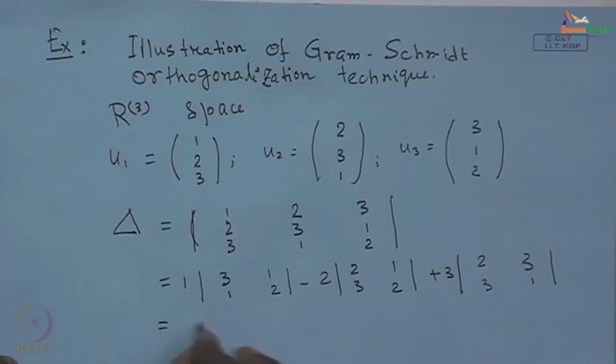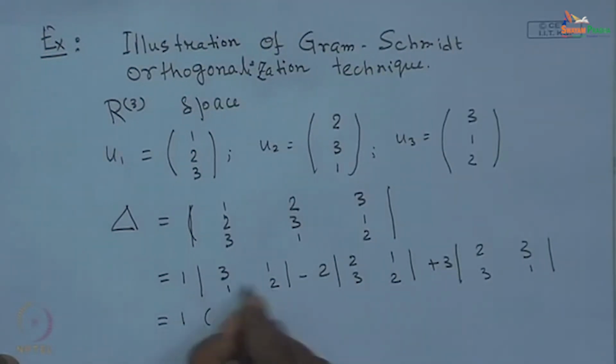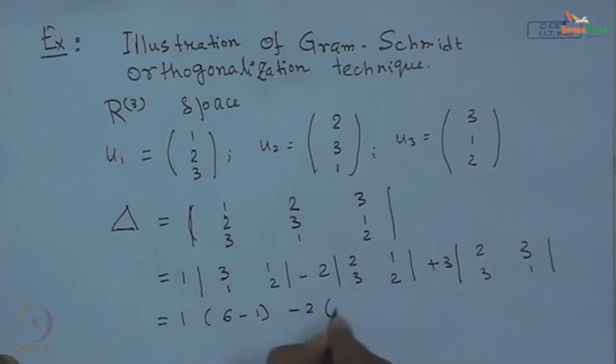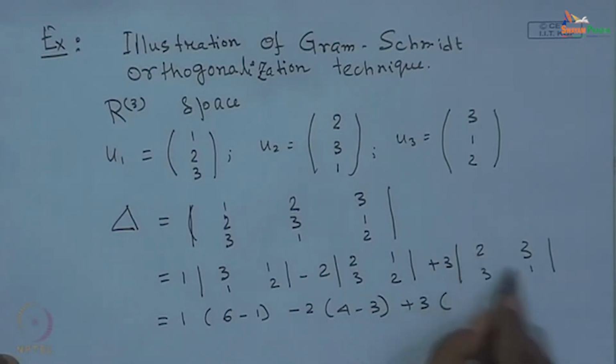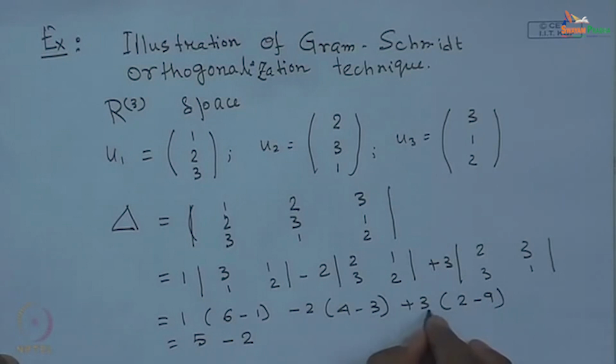As the next step, do the internal calculations. So, this will be 1 into 2 into 3, 6 minus 1, minus 2 into 2 into 2, 4 minus 3, plus 3 multiplied by 2 into 1, 2 minus 3 into 3, 9. So, it will be 1 into 5, minus 2 into 1, plus 3 into minus 7. This will be minus 7 into 3, so it will be minus 21. So, 5 minus 2 is 3, 3 minus 21. So, it will be minus 18. Of course, this is not equal to 0.